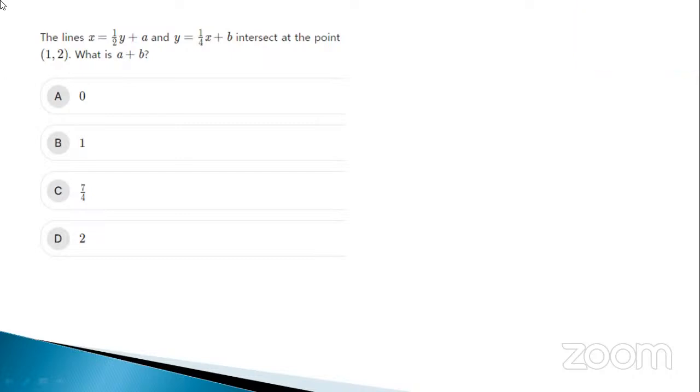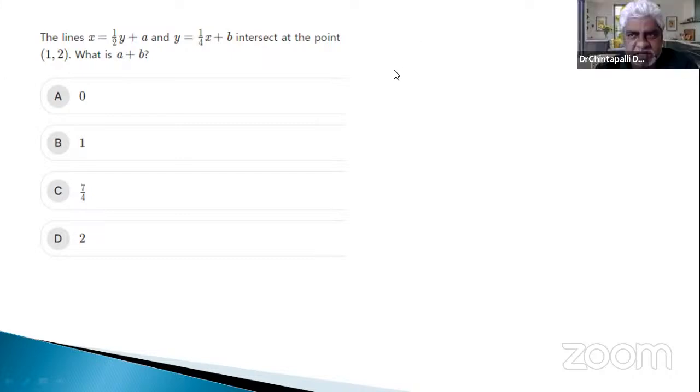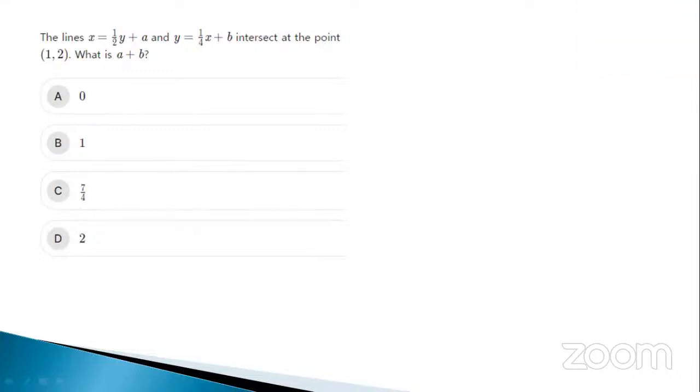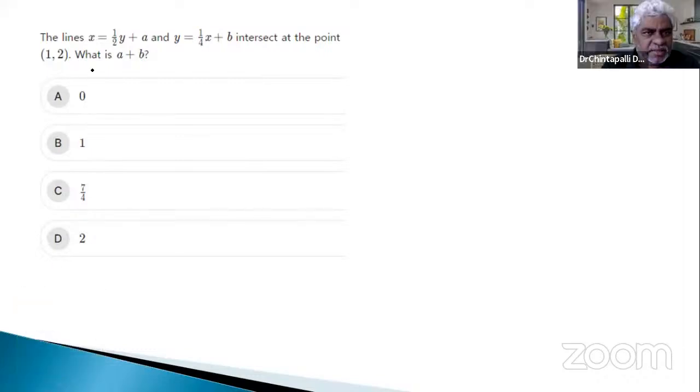You need not solve them, because it's not possible to solve even, since each equation contains unknowns. a is unknown, b is unknown. Then what to do? Simple. See, just add those two equations. First equation plus equation 2.